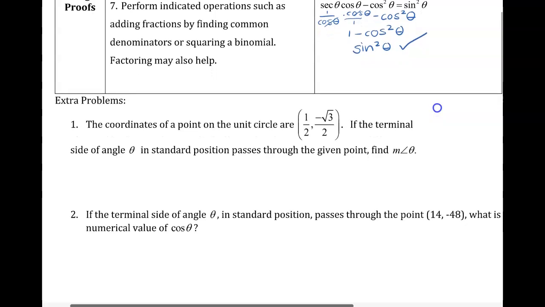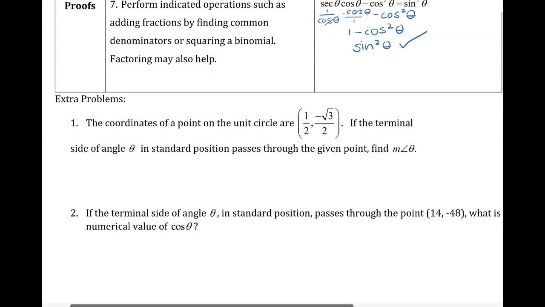In this last section, we're given a couple extra problems. We're given coordinates of a point on the unit circle. Your unit circle here is the big keyword. That tells us that our x-coordinate corresponds to cosine, y-coordinate is sine. So I can again sketch this out. If I go over a positive amount and then down, I can tell that I'm in the 4th quadrant.